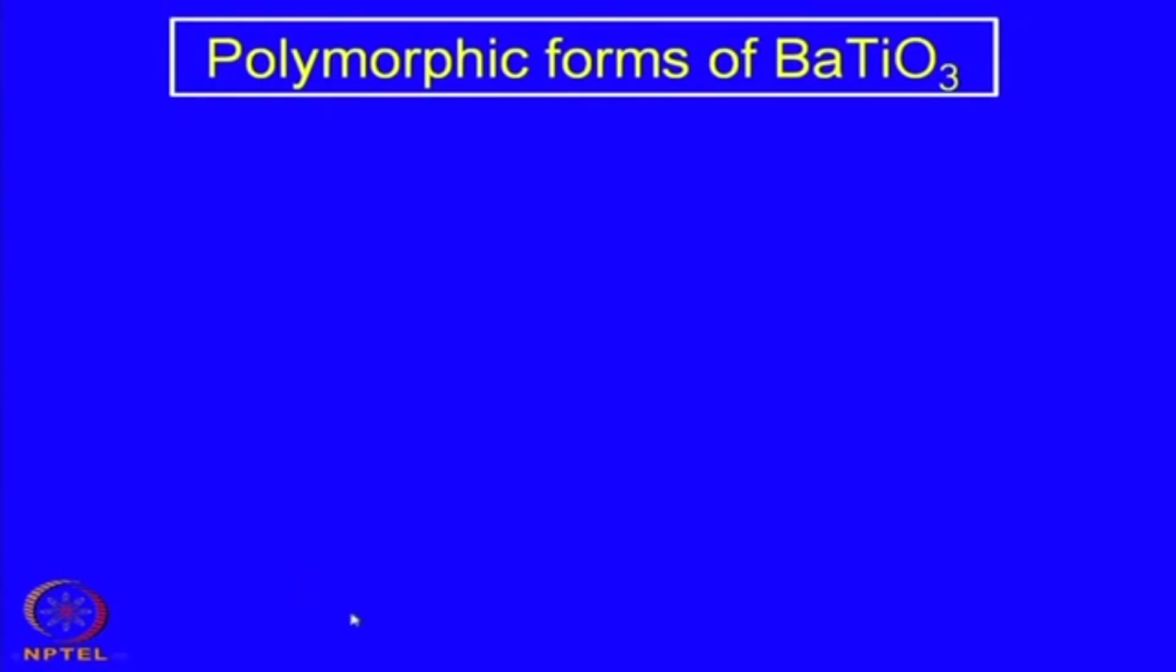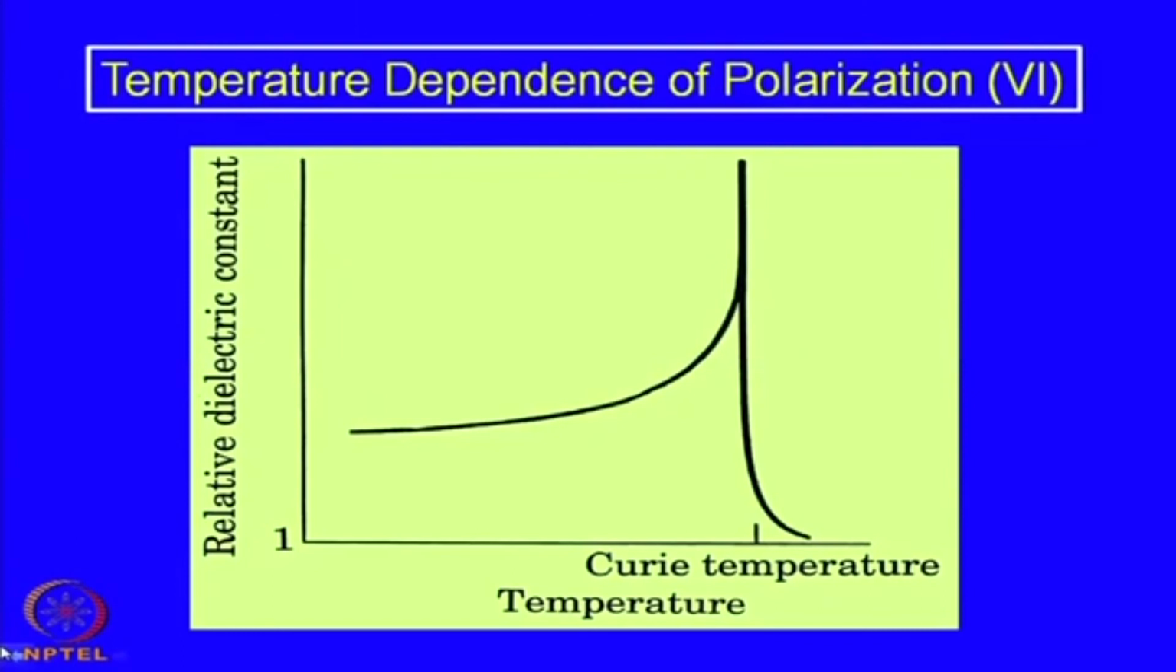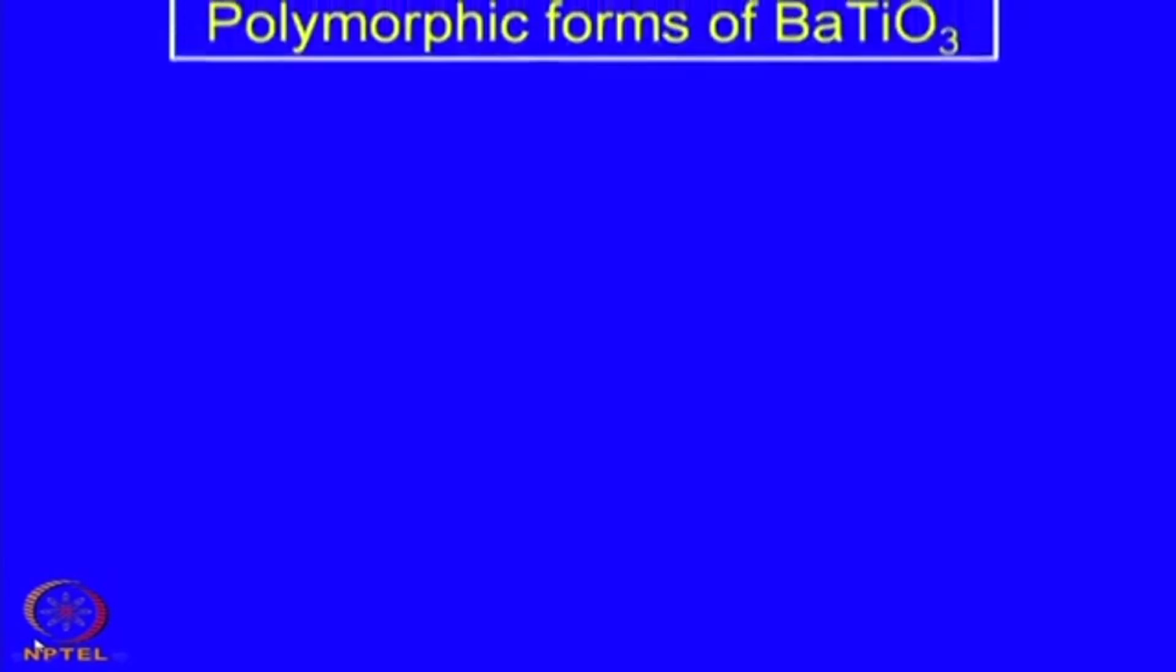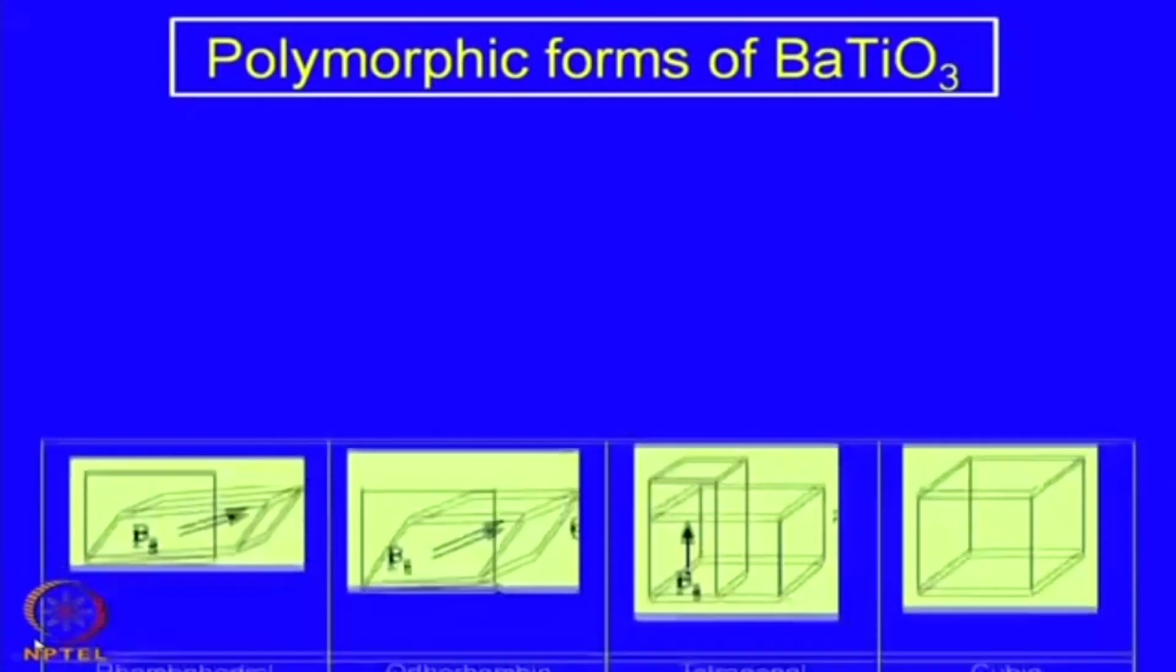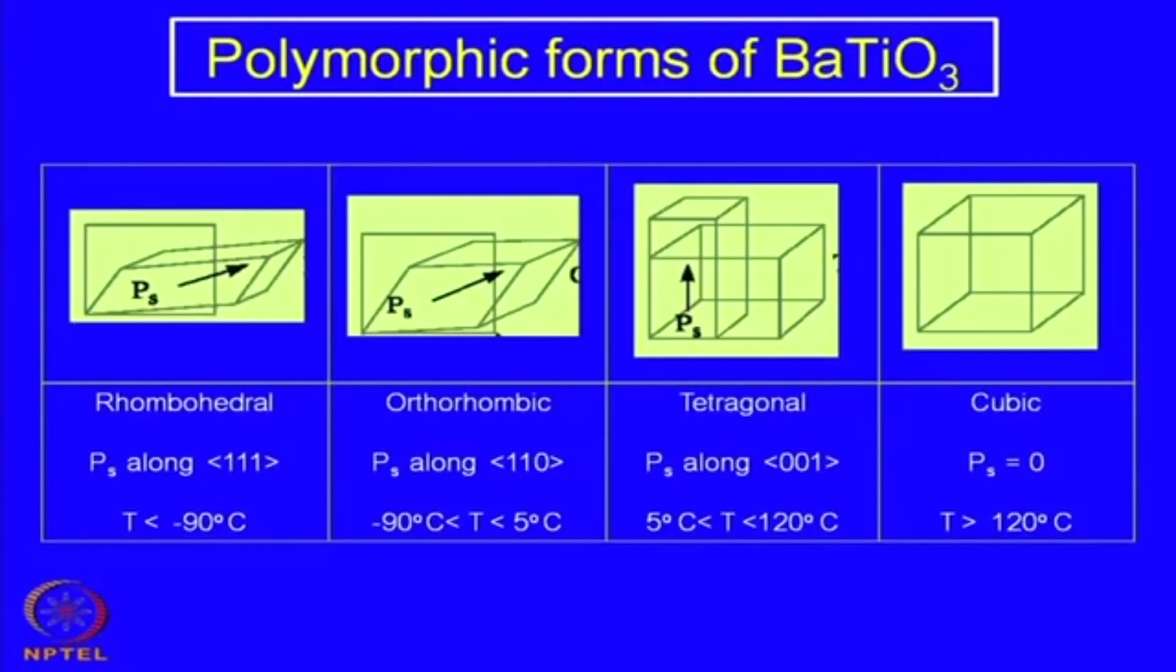With this we come to the different polymorphic forms of barium titanate, as had been mentioned earlier. Perovskite or cubic perovskite is only one particular structure of barium titanate, it has 3 different other structures at different temperature ranges. So, these are 4 different polymorphic forms.